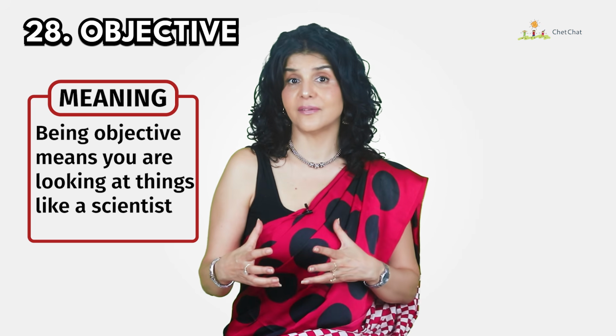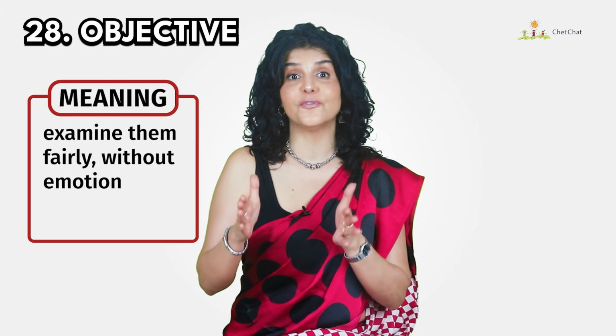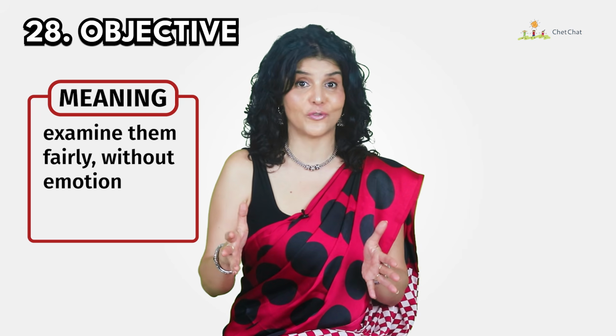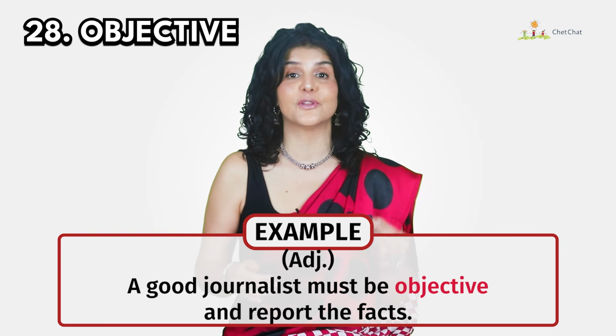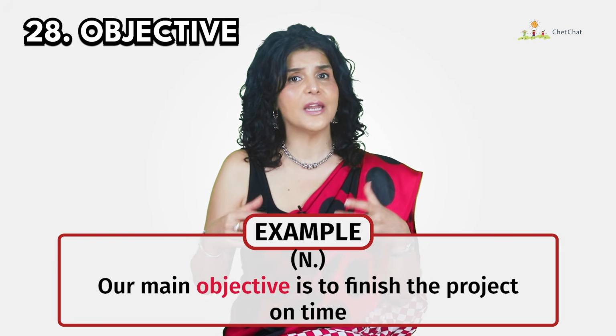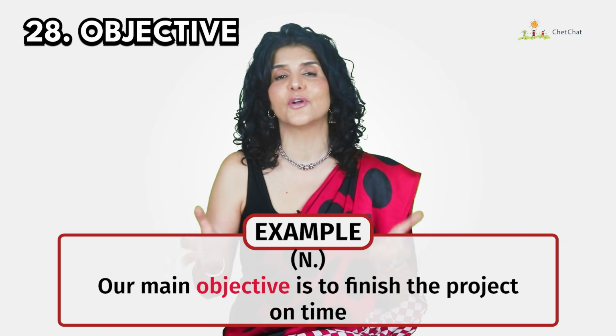So being objective means that you're looking at things like a scientist. You're examining them fairly without any emotion. Example, a good journalist must be objective and report the facts. Or, our main objective is to finish the project on time.